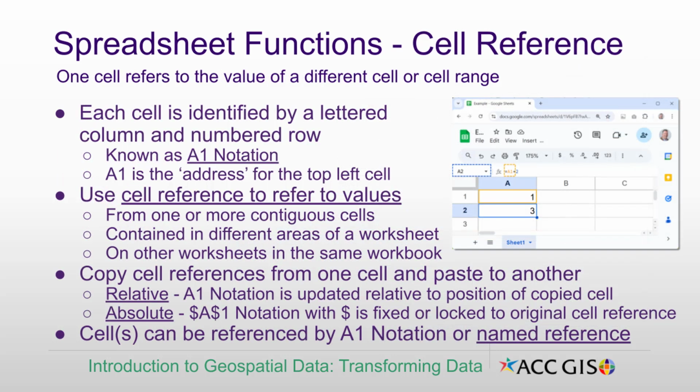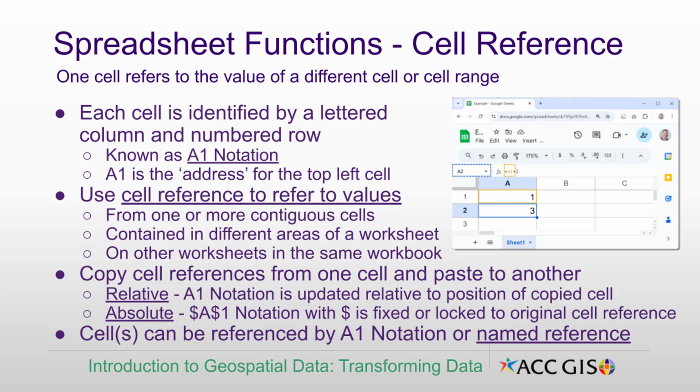Cell reference functions allow us to take one cell and refer to the value of a different cell or cell range. In spreadsheets, each cell is identified by a lettered column and a numbered row. So in the example on the right, you can see that the columns are lettered A, B, and C, and the rows are 1, 2, and 3. And A1 is the address for the top left cell.